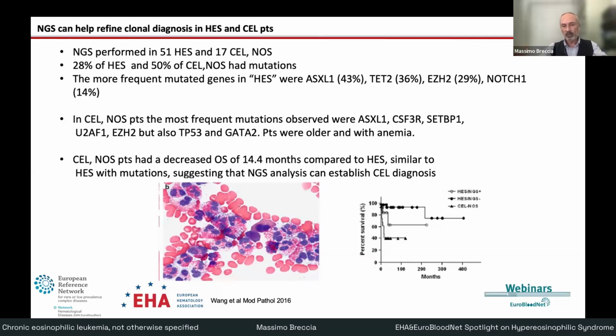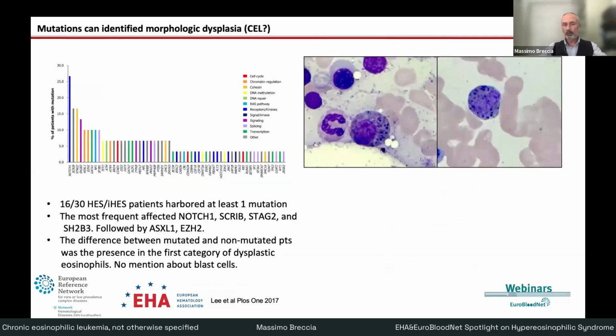So as you see, CEL-NOS with somatic mutations had a median overall survival of only 14 months, but also patients with the idiopathic form, so hypereosinophilic syndrome with mutations, had an overall survival that was completely different as compared to patients without somatic mutations. So probably now this type of patients could be reclassified as CEL-NOS. And there are other articles along these lines.